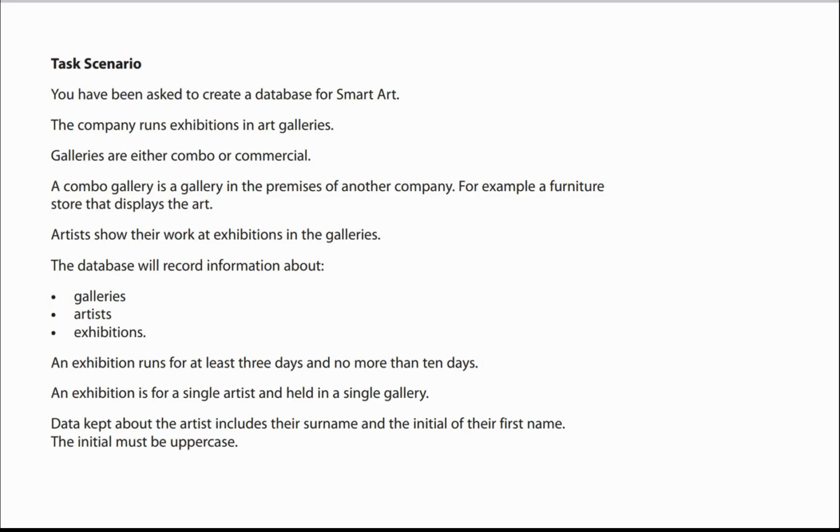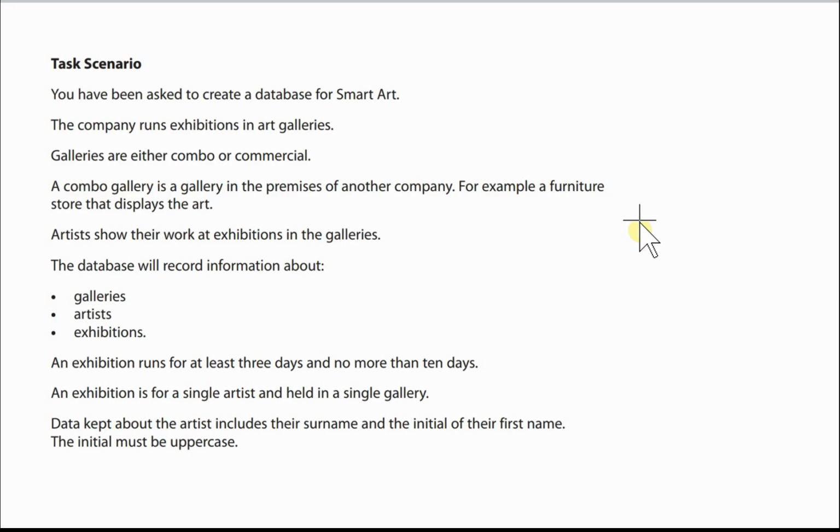Data kept about the artist includes their surname and the initial of their first name. The initial must be in uppercase. We know from this we're probably going to have entities gallery, artist and exhibition. And we know, for example, that galleries have a type, either combo or commercial. So gallery type could be an entity as well.